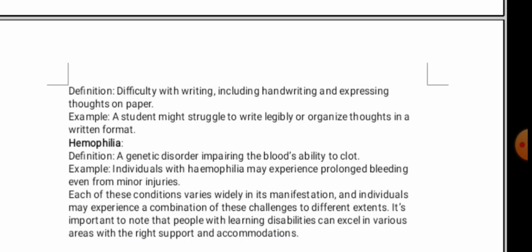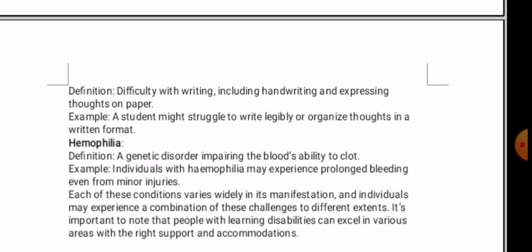Now, last but not the least, we have hemophilia. Hemophilia: a genetic disorder impairing the blood's ability to clot. Now, what is this? This is a genetic disorder. Genetic disorder means the disorder or the problem in the genes. We all know that we are human beings and we are made out of genes and DNA, so we are made out of nucleic acids.